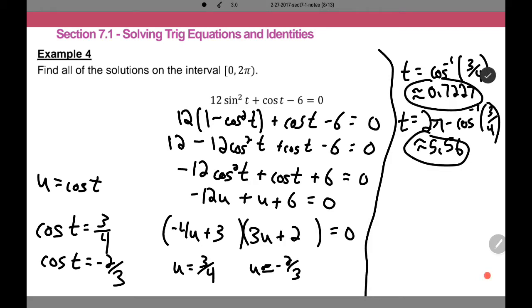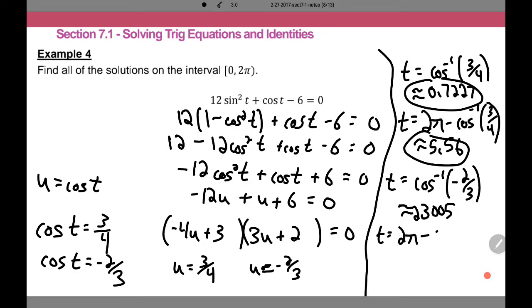And then we do the same thing with the other one. So these take a little bit more. I like the ones on the unit circle a lot better because it's just boom, I can look at it and find my answer. Here you have to use your calculator, and it's approximately 2.3. And then you can't forget to do 2 pi minus that cosine inverse. So just like we did before when we just had a single cosine, we had to find both solutions.